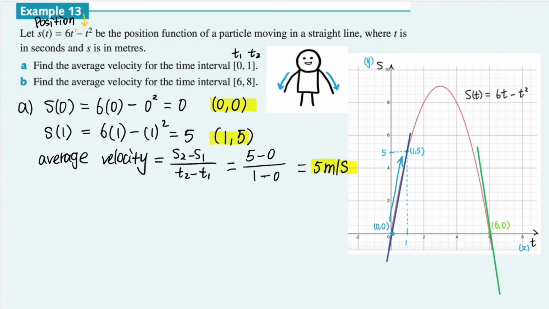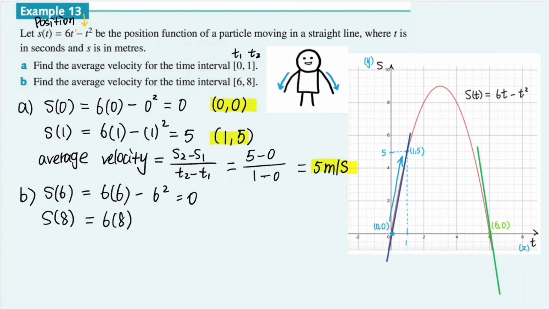Alright, question B says find the average velocity for time interval 6 and 8. Okay, so still let's sub in the values. When t is equal to 6, the corresponding position is going to be 6 times 6 minus 6 squared, and this is going to be 0. When time is 8, the corresponding position is going to be 6 times 8 minus 8 squared, which is going to be negative 16.